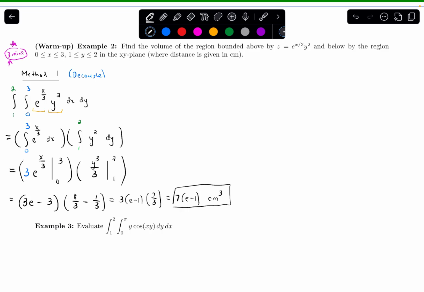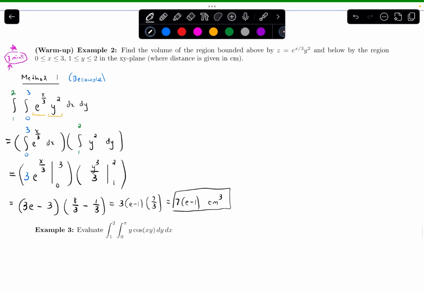Okay, cool. So let's do this another way. I just want to show you that this can be done in more than one way. So method 2 is, let's do this double integral by iterating it, doing one integral at a time. This is the first way we learned how to do these. So I'm going to take my double integral, so 1 to 2 on the outside, 0 to 3 on the inside, e to the x over 3 times y squared. And then I have dx inside, dy outside.